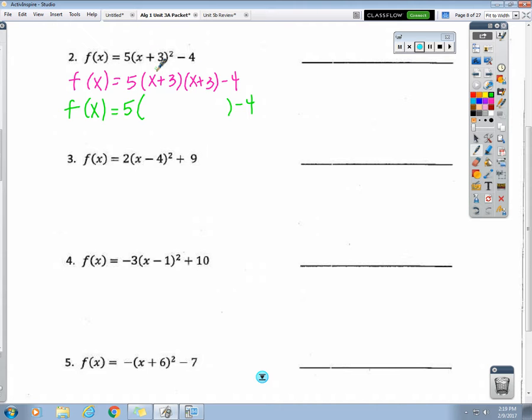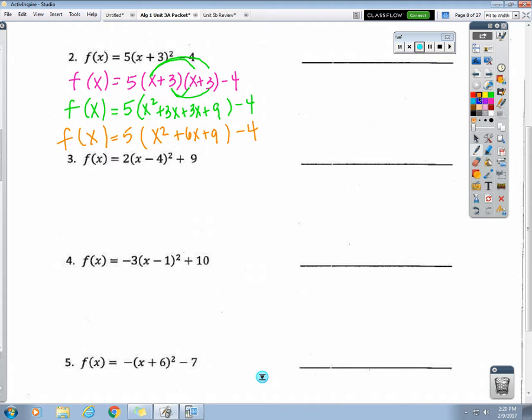So when we distribute this, x times x is x squared, x times 3 is 3x, 3 times x is 3x, and 3 times 3 is 9. Now in the next step, I'm still not going to mess with that 5 on the outside or the 4 on the outside, because I can do one more thing to simplify that. And what is it? Combine like terms. So x squared plus 6x plus 9.